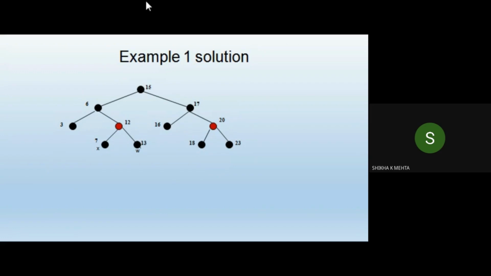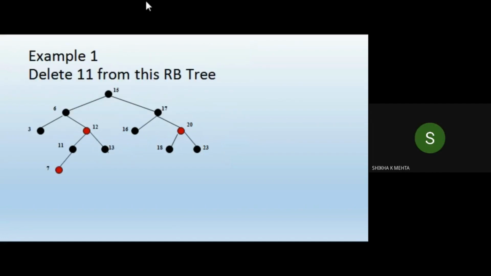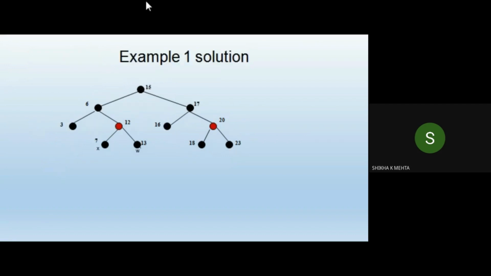See this? Got the solution? Yes, ma'am. 11 node को delete कर दिया. You just focus on only this part of the subtree where we have 12, 11, 7 and 12, 13. In this subtree, we have seen the solution. You can see now 11 is being replaced with 7 and the color of 7 is changed to black. Even after the deletion, you can see the tree is balanced.